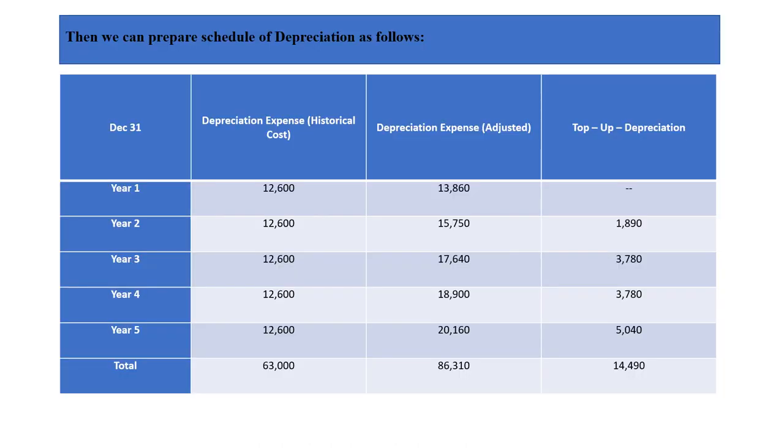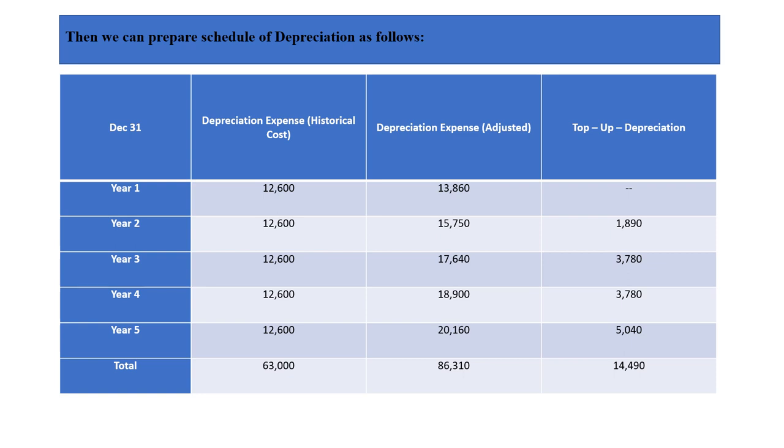Then we can prepare a schedule of depreciation as follows. At December 31, year 1, year 2, year 3, year 4, year 5, total. Depreciation expense at historical cost is 12,600 in all 5 years. Depreciation expense adjusted, after calculating 12,600 times the current price index over the historical price index: in year 1, 13,860; in year 2, 15,750; year 3, 17,640; year 4, 18,900; year 5, 20,160. The total is 86,310.